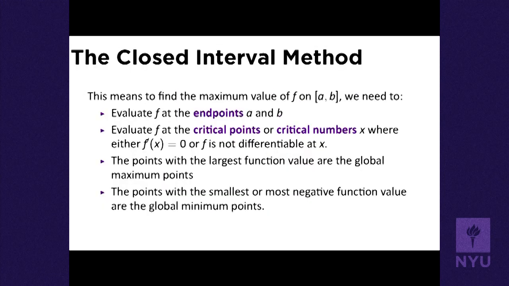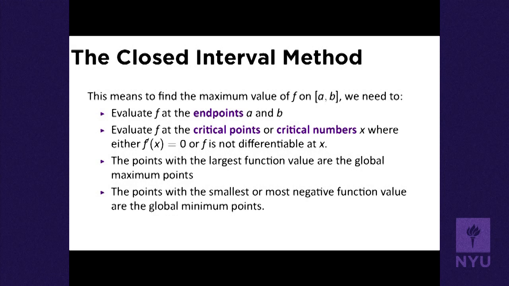Okay? So to summarize the method now in words, this is called the closed interval method for finding the extreme values of a function on a closed bounded domain, A to B. We have to check the function by evaluating at the endpoints, A and B. We also have to find the critical points. Those are the points where the derivative is zero, or there is no derivative. And we have to evaluate f at those critical points. Now we just have to find the biggest one. So the point which has the largest function value, that's the maximum point, and the value is the maximum value. The point where the smallest or most negative function value occurs, that's the minimum. And the value that comes out is the minimum value.